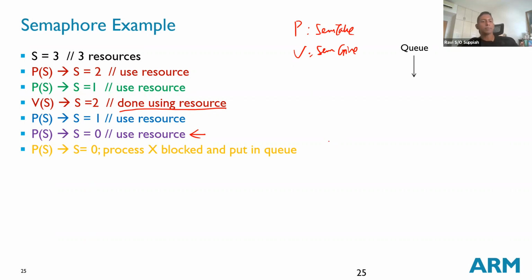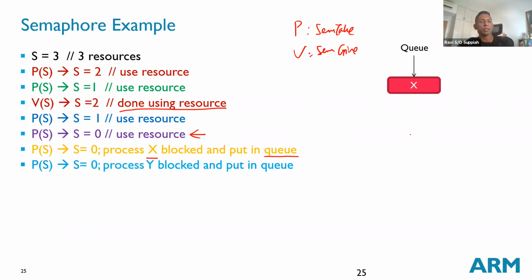So at this point of time, if process X comes in and tries to take a semaphore, it is not able to acquire it. So what will happen is it will join the queue, waiting for a semaphore to become available. And another task also comes in, process Y, and the task also tries to acquire, and again it gets blocked, because it is not available. So again, it is put in the queue.